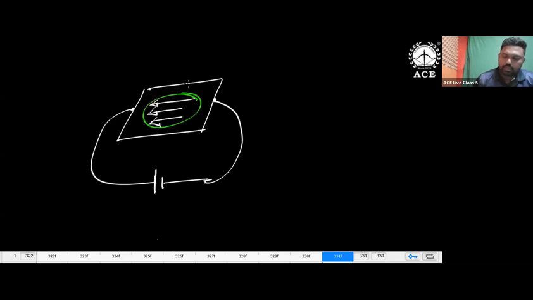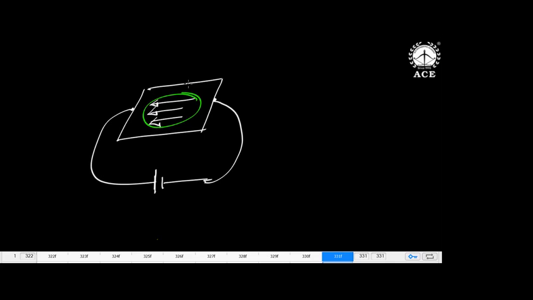So this part can be seen as a sheet current. Okay, sir. Thank you, sir.